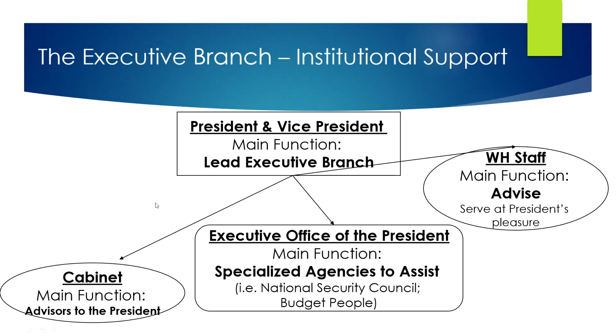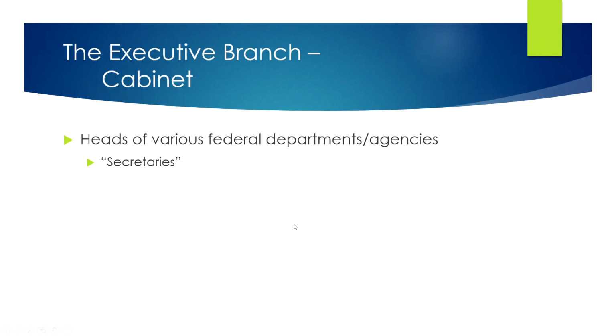So first off is the cabinet. And the cabinet consists of kind of advisors to the president, right? They help the president carry out the function of executing laws all across the government. And the cabinet consists of 15 different departments plus the vice president. So it's 16 people plus any others that the president wants to glom on. So usually there's a trade representative. Sometimes there's somebody from the intelligence agencies.